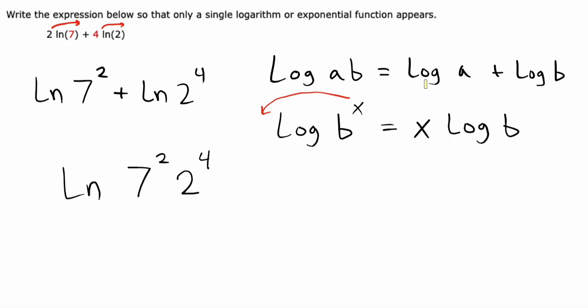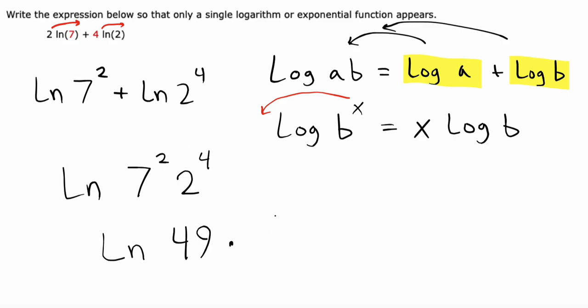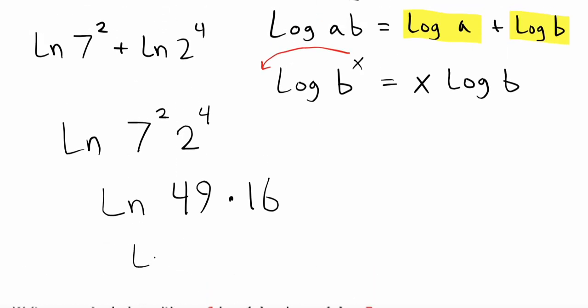So if you have 2 logs that are separated, you can combine them into one log where the things are right next to each other. Then we can just do these multiplications. So 7 squared is 49. 2 to the 4th is 16. It's ln of 784.